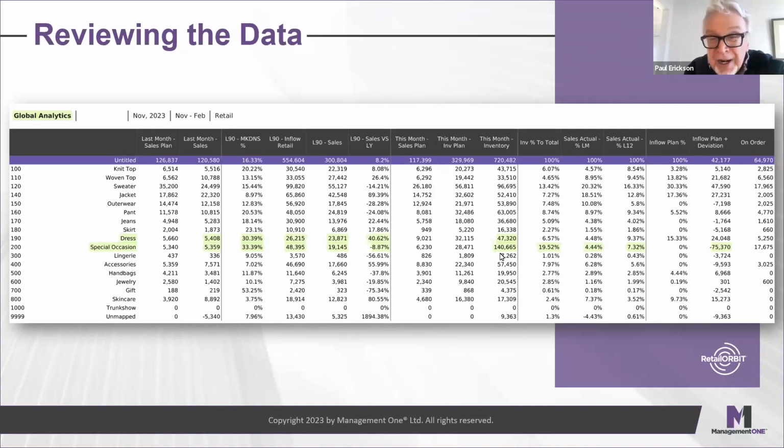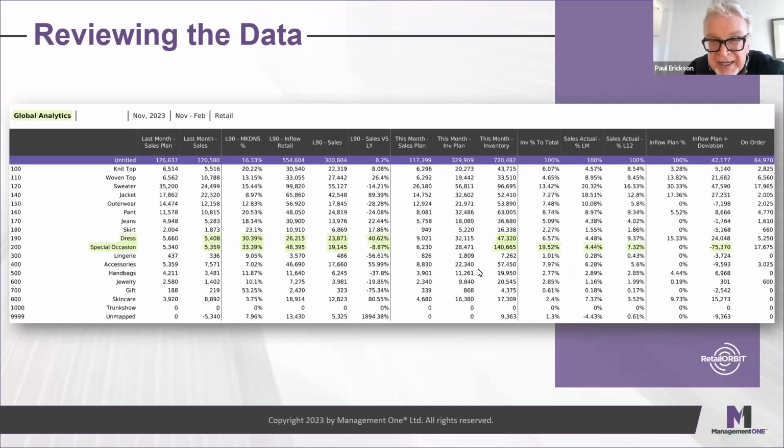Is everyone sitting down listening to my voice? We have $140,000 unsold inventory in special occasion dresses. That's 19% of our total capital investment in inventory tied up in special occasion dresses, a category that produced last month 4% of sales, and for the year 7%, and you see the big negative over here. That's why this is an important conversation.